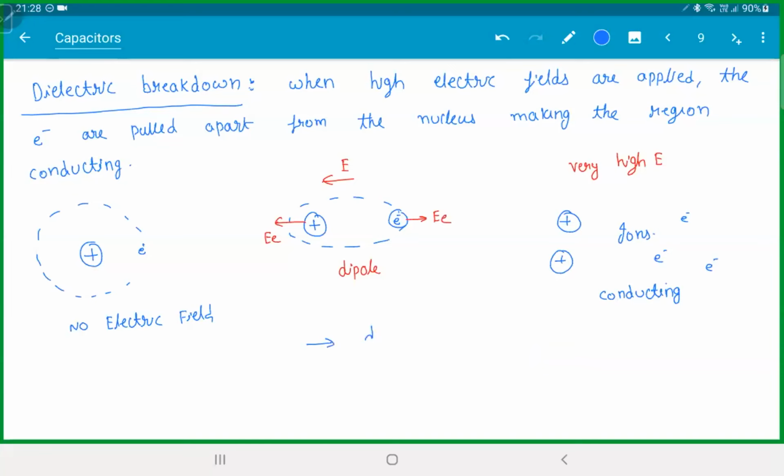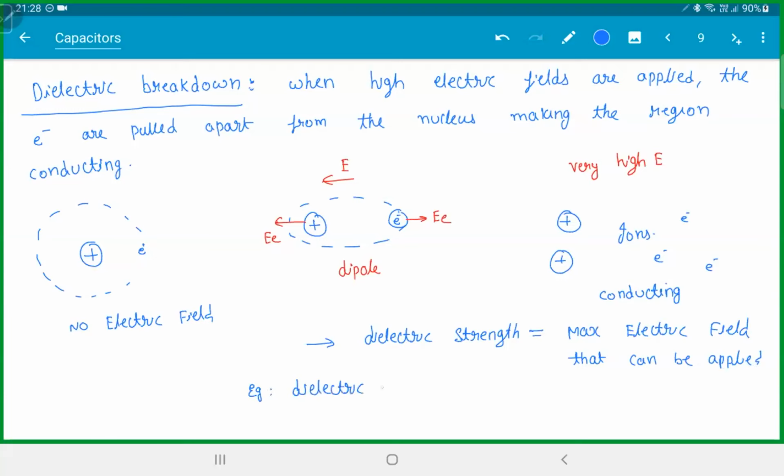So here we define something called dielectric strength of air. Whenever you say dielectric strength, the meaning of this is the maximum electric field that can be applied before breakdown. If you apply anything more than this, the air becomes conducting. Example, if you take the dielectric strength of air, it is 3 into 10 power 6 volt per meter. Means if you apply 3 into 10 power 6 volts across 1 meter, air becomes conducting.